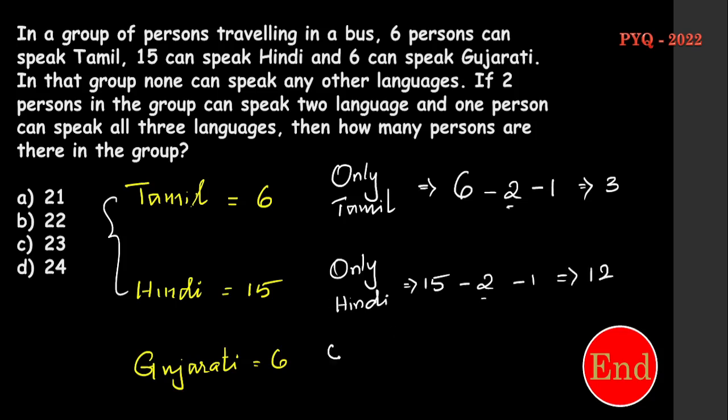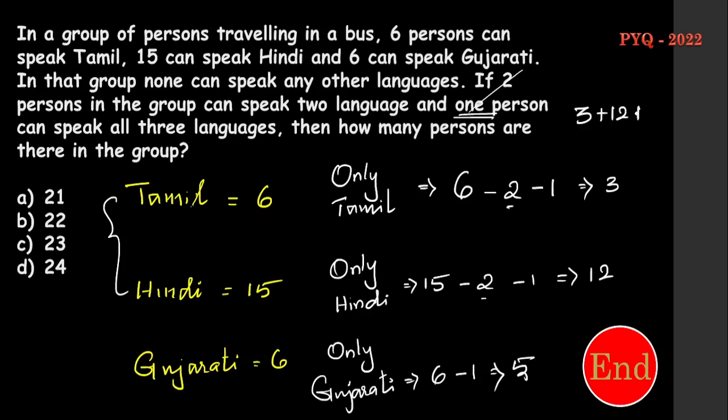Then only Gujarati. Here, out of 6 persons, the 2 language speakers are over, Tamil and Hindi. So 2 language spoken is over. So I am going to take 3 languages. All the 3 languages are spoken by 1 person. So I just subtract that 1. So it was 5. Just add these numbers, 3 plus 12 plus 5. That is your answer.